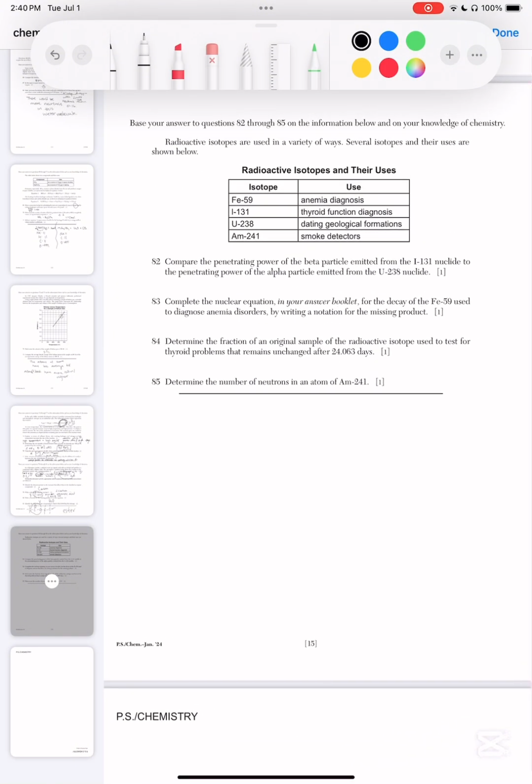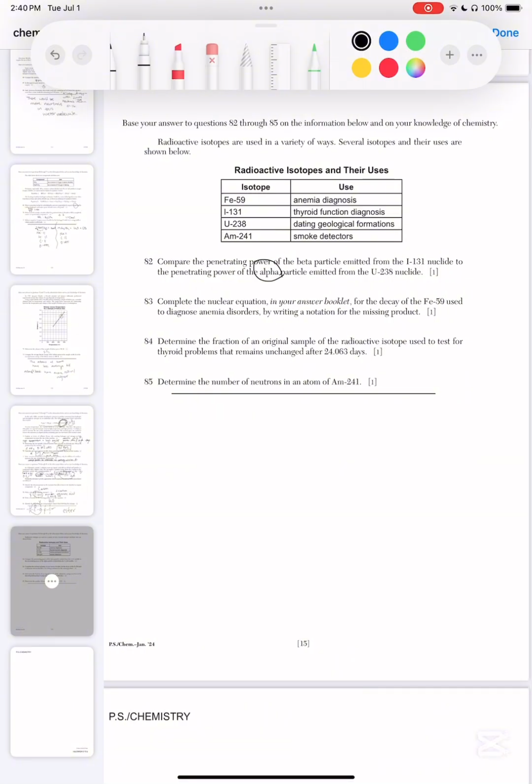Alright, next question asks about the penetrating power of the beta particle emitted from iodine-131 compared to the penetrating power of the alpha particle emitted from U-238. Since we know that the alpha particles are larger, it's 4 2 He compared to the beta, which is 0, -1.